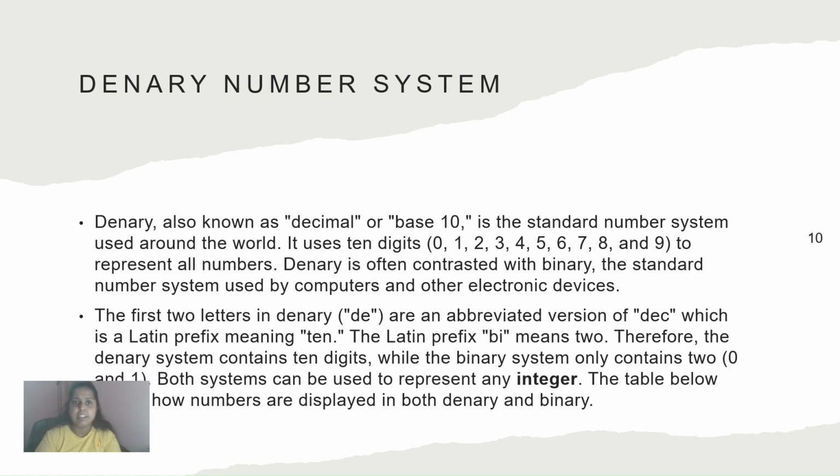Denary is often contrasted with binary, the standard number system used by computers and other electronic devices. The first letters in denary, the DE or D, are an abbreviated version of DEC, which is a Latin prefix meaning 10. The Latin prefix bi means 2. Therefore, the denary system contains 10 digits, while the binary system only contains 2, 0 and 1. Both systems can be used to represent any integer. The table below shows how numbers are displayed in both denary and binary.